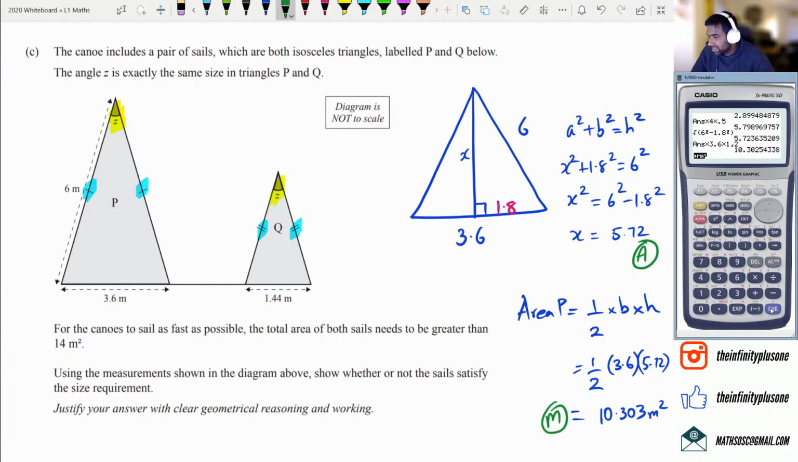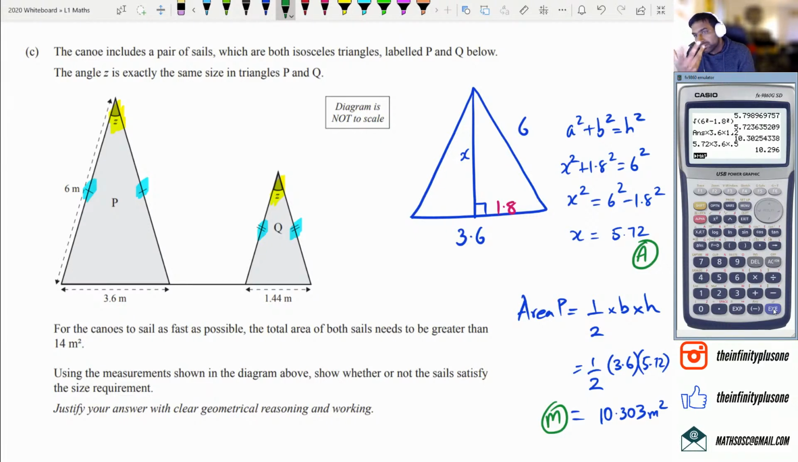10.269. As I said to you guys, I know some of you are putting 10 point something. Is it because you used 5.72? Let me check.